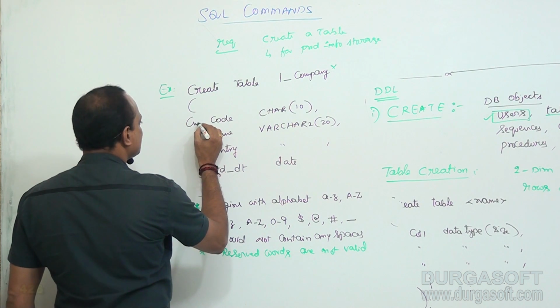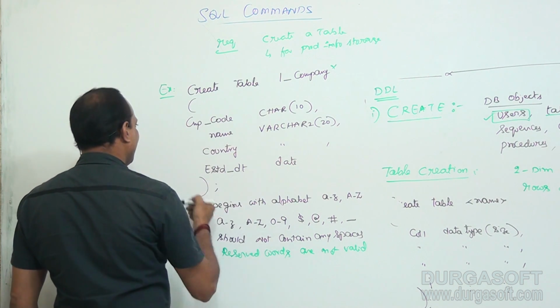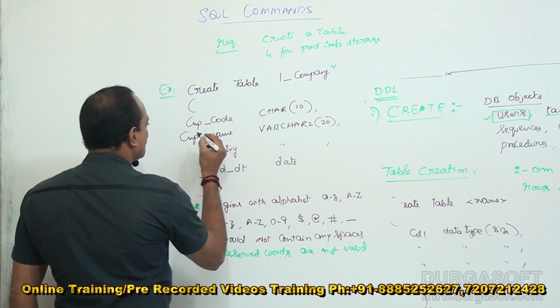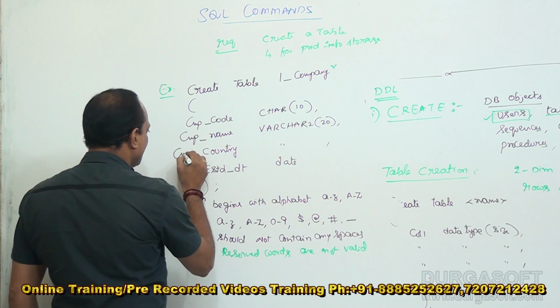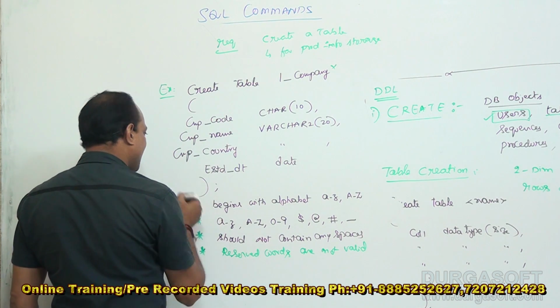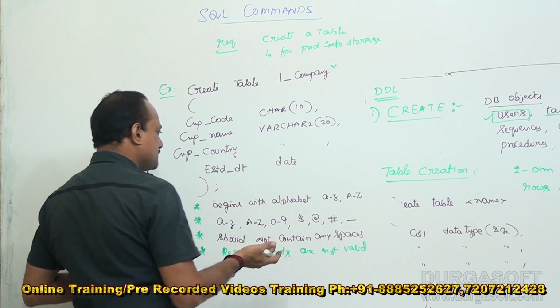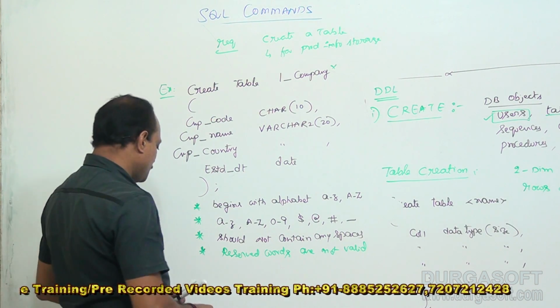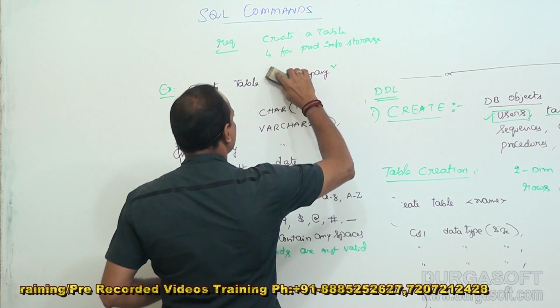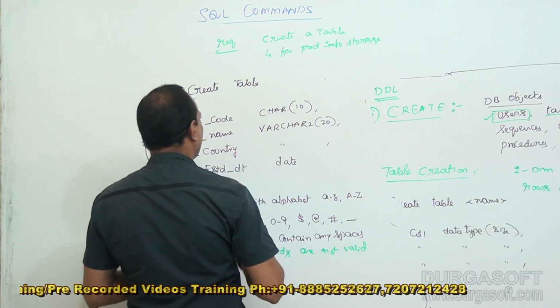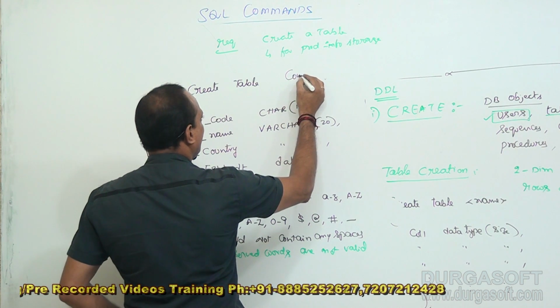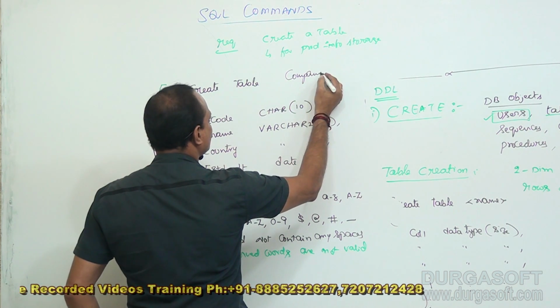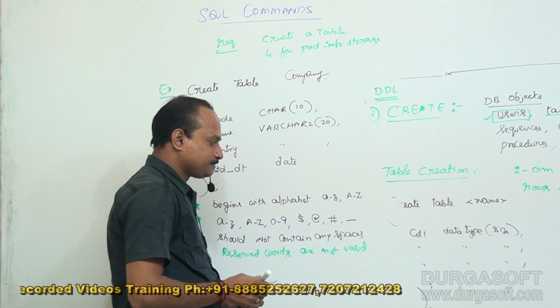So here CMP underscore code is valid, CMP underscore name is valid, CMP underscore country is valid, established date is valid. No problem. So if you follow the rules before specifying table names, column names or Oracle names, they will be valid. Otherwise, they will be invalid.